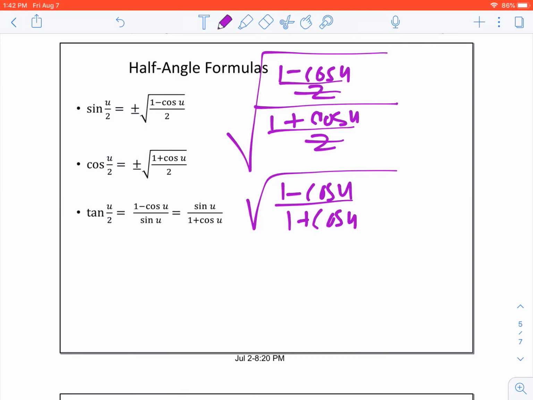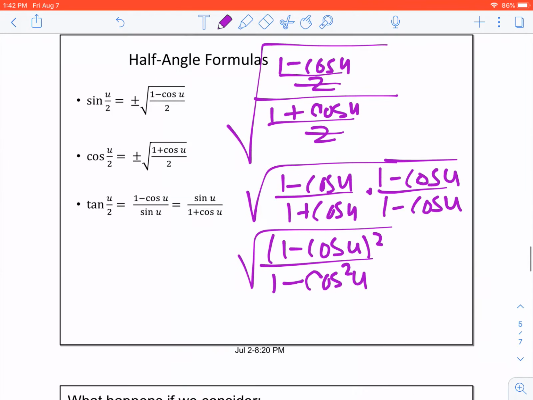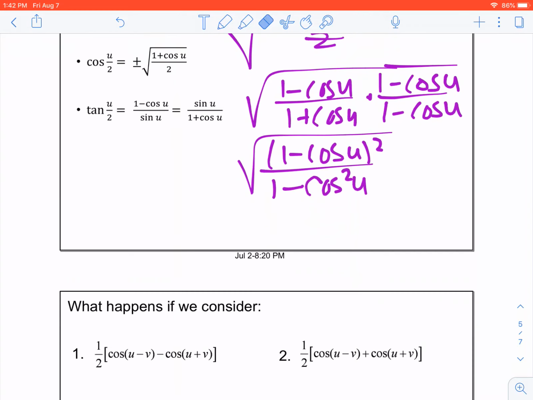And I'm not going to do both, but you get it by rationalizing. So you can multiply by the conjugate of the numerator or the denominator. So if I multiply by (1 minus the cosine of u) over (1 minus the cosine of u), this is going to yield (1 minus the cosine of u) squared all over 1 minus cosine squared of u. And then I can replace 1 minus the cosine squared of u with sine squared of u.